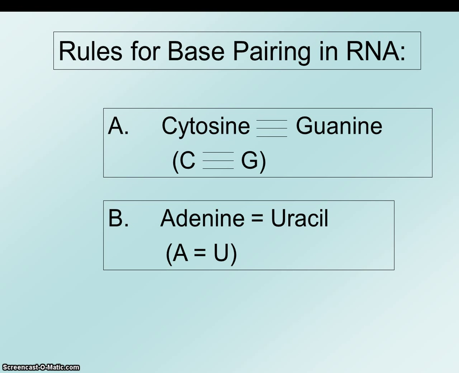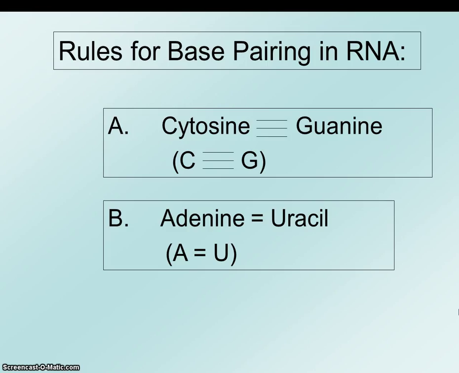So let's look at the base pairing for RNA. You still have cytosine and guanine pairing together through a triple bond. But adenine is going to bond with uracil, not thymine. Thymine is not used in RNA. Uracil is going to replace thymine. It's a smaller, more simplified version, if you will. It can still bond with adenine, but it makes it to where the RNA can be single-stranded. It makes it less complex.